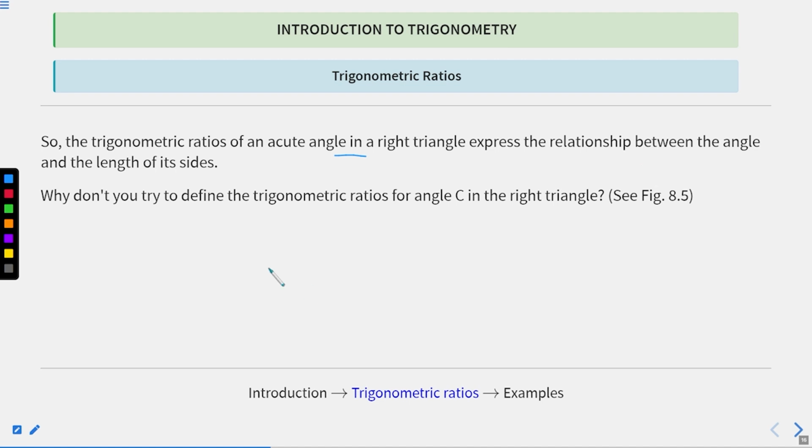Okay, so why don't you try to define the trigonometric ratios for angle C in the right triangle that is shown in figure 8.5.